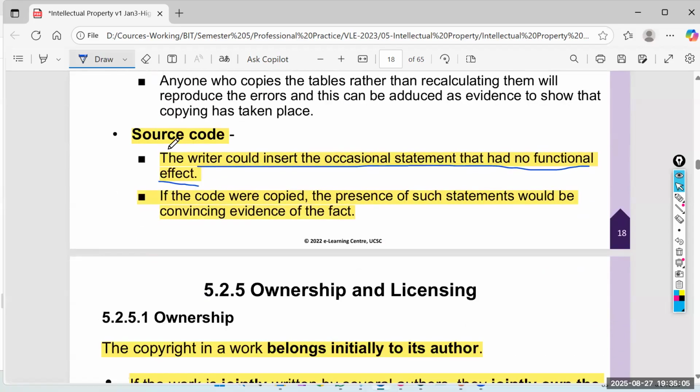So in source code, the writer could insert an occasional statement that has no functional effect, maybe a method you never call. But that method is for your identity. If others also have that method, you can question why they need it, since this method is never called and has this particular message. That kind of thing will help you build the argument in case of infringement.